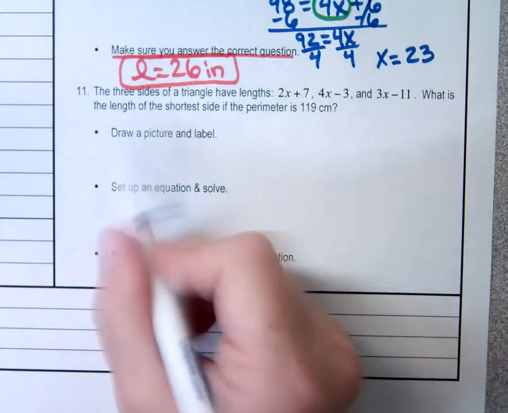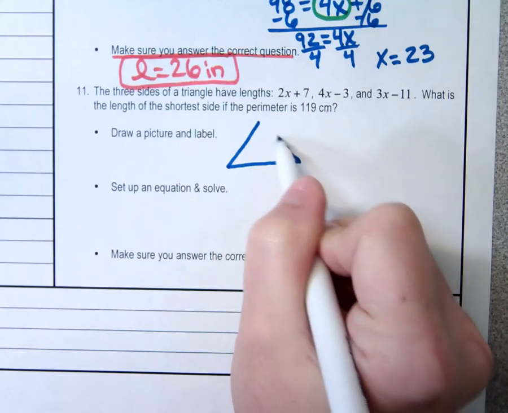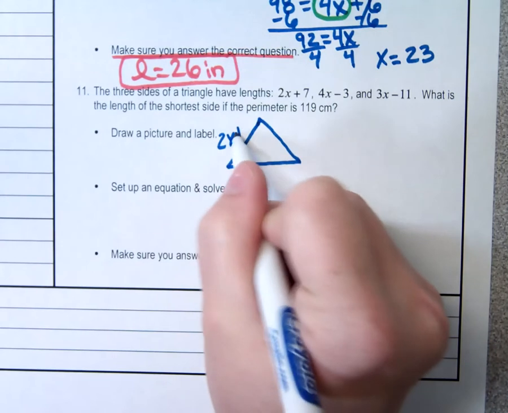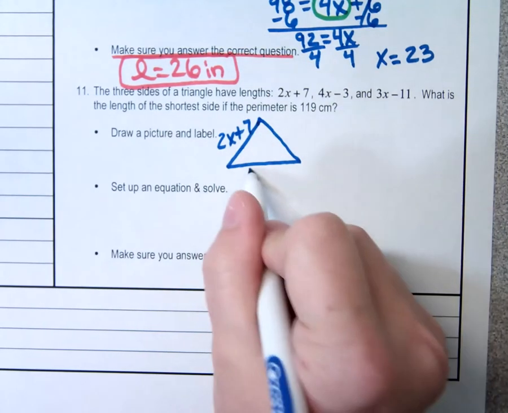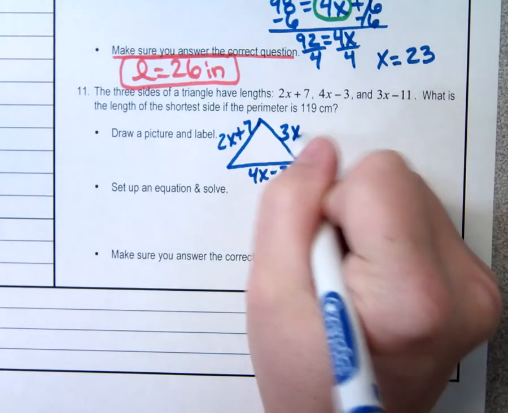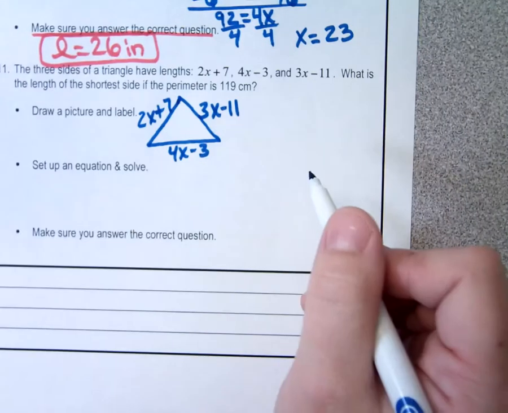Okay, so this one just says to draw a picture and label. And this problem is different than the last one, so I don't really need to define variables here. I'm just going to put 2x plus 7 on one side of my triangle, 4x minus 3 on another side, and 3x minus 11 on another side. And it doesn't really matter which sides get which label.